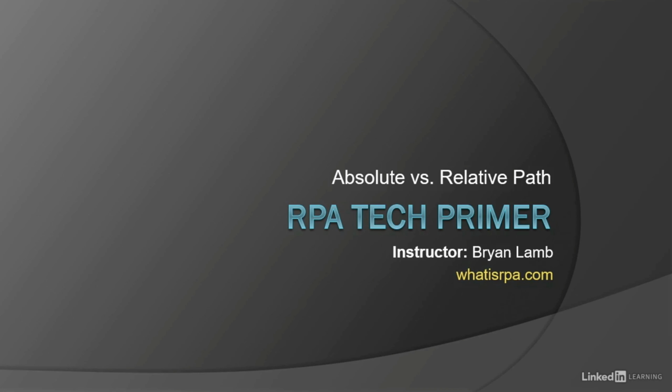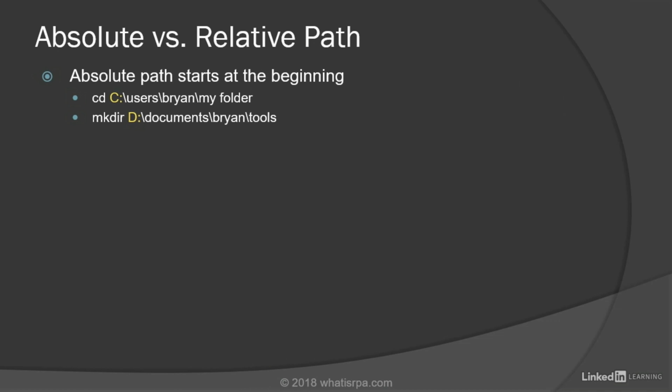In this lecture, I'd like to talk about a concept called absolute path versus relative path. This is going to be relevant to our command prompt work, but also when using any kind of an RPA activity that requires a path.